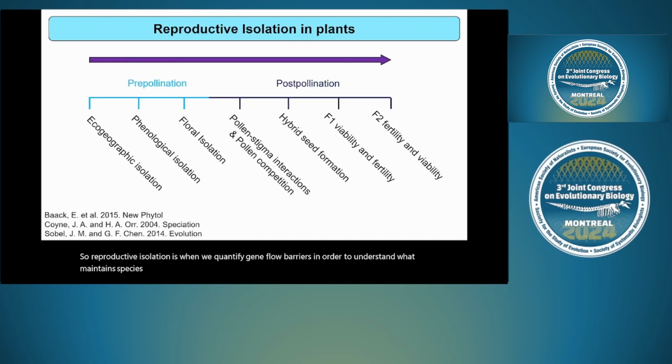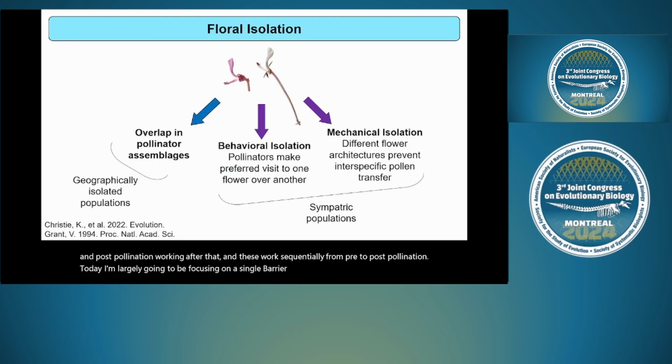In plants, these are broadly grouped into pre- and post-pollination barriers, with pre-pollination being all the barriers that work before pollen lands on the stigma, and post-pollination working after that. And these work sequentially from pre to post-pollination. Today, I'm largely going to be focusing on a single barrier, floral isolation. So floral isolation has largely been studied in three ways.